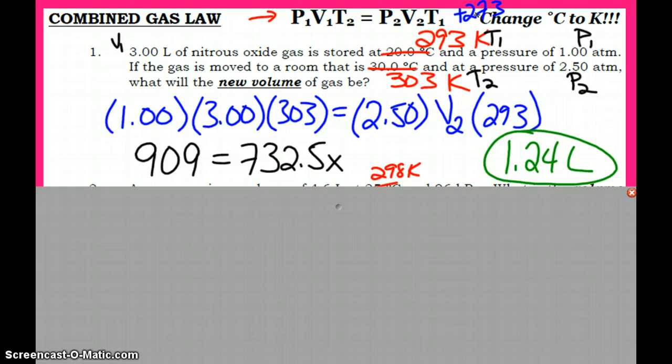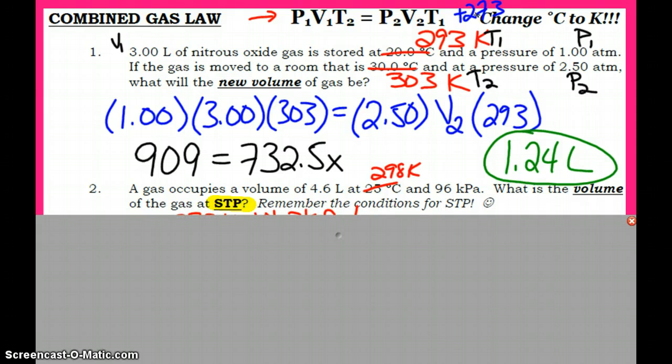Now, number 2 requires that I know the conditions for STP. I've got a gas at a volume of 4.6 liters, a temperature of 298 Kelvin, and a pressure of 96 kilopascals. What's the new volume of the gas going to be at STP? Knowing STP will tell you T2 and P2. So T2, since the standard temperature is 0 degrees Celsius, that of course is 273 Kelvin.